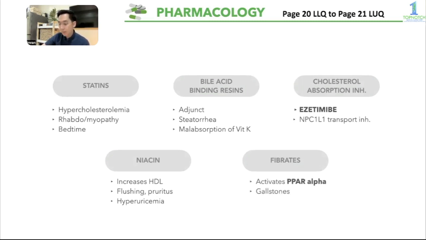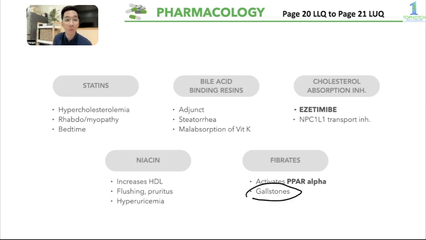The fibrates activate your PPAR alpha. Your PPAR alpha will then increase the synthesis of your lipases. And your lipases will then degrade your fatty acids, causing a reduction in the absorption of your cholesterol. However, your fibrates can precipitate the formation of your gallstones.